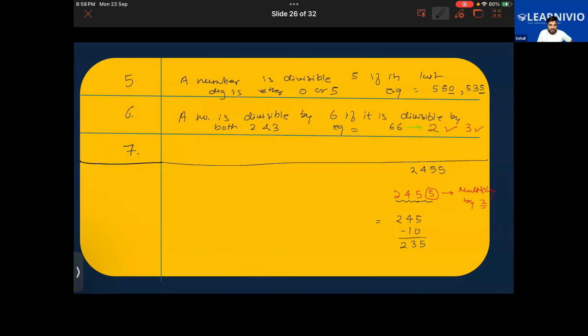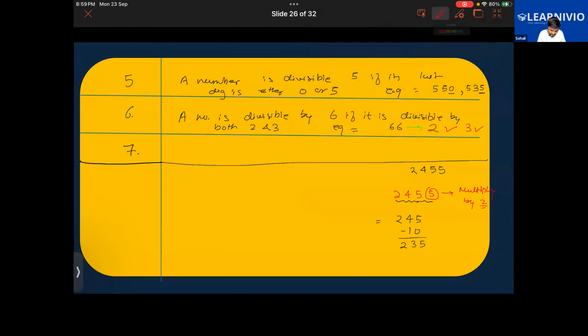Okay, good. So now the remainder is 235. Is it a multiple of 7? Right now we are unsure about it. We are not sure if it is a multiple of 7 or not. So let's continue the steps.